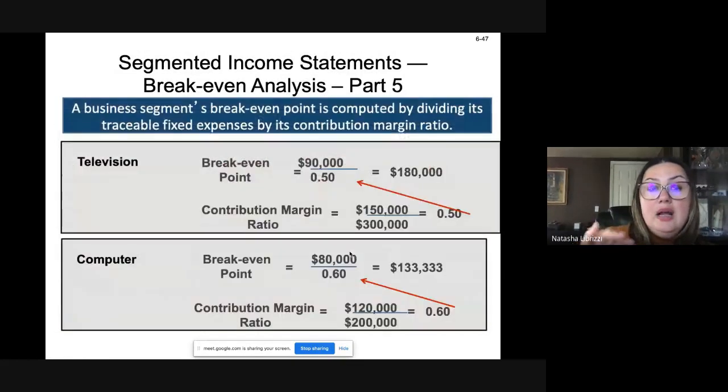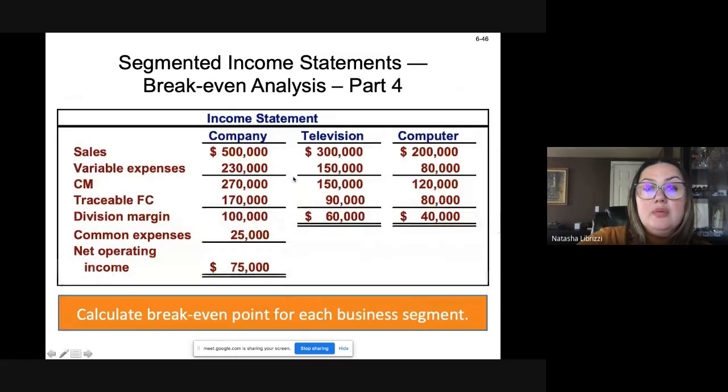And then we can calculate a break-even point for each segment. We're using the same concept. So we're going to take contribution margin divided by sales, contribution margin by sales, and we can see that television has a lower contribution margin. I mean, you can see it probably from here too.